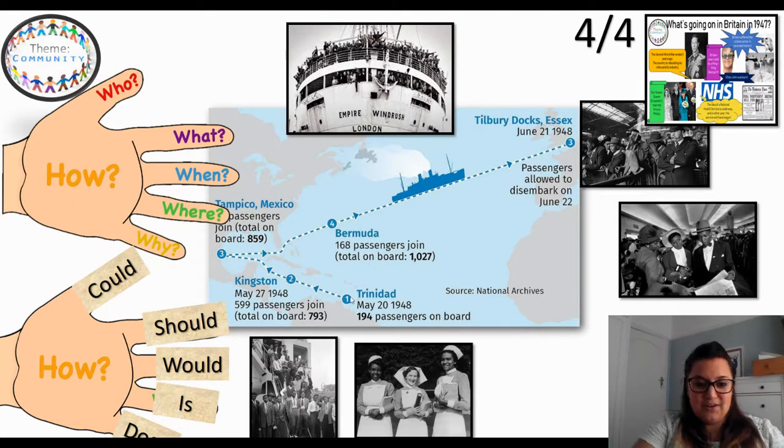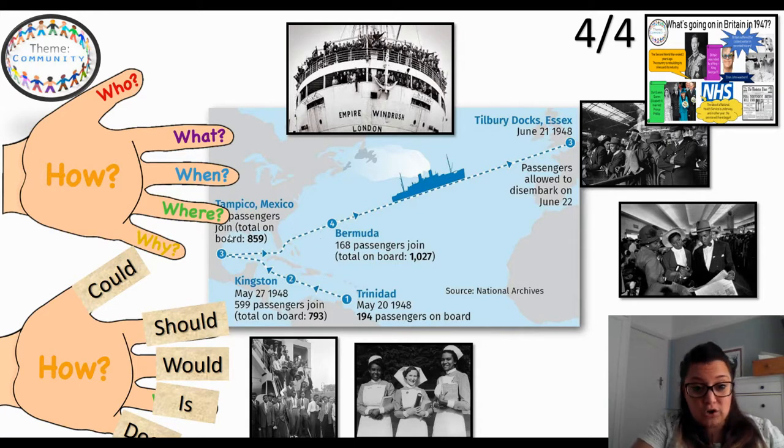We've got a number 1 down here in Trinidad. You can see here there were 194 passengers on board on May 20th, 1948. And it's heading over towards Kingston. And here you've got the Caribbean Isles. And on May the 27th, 7 days later in 1948, 599 more passengers join. So now we have a total of 793 people.